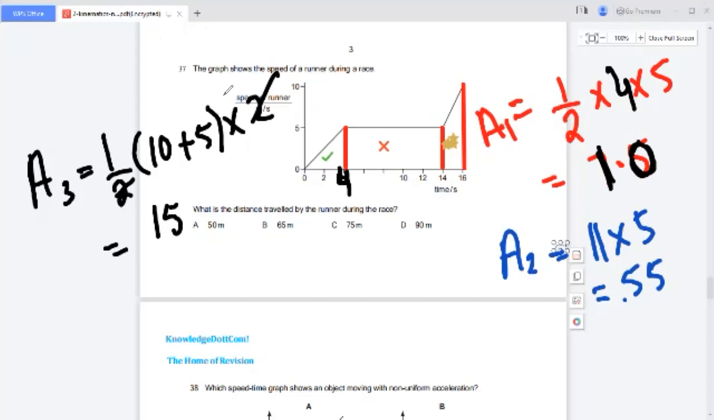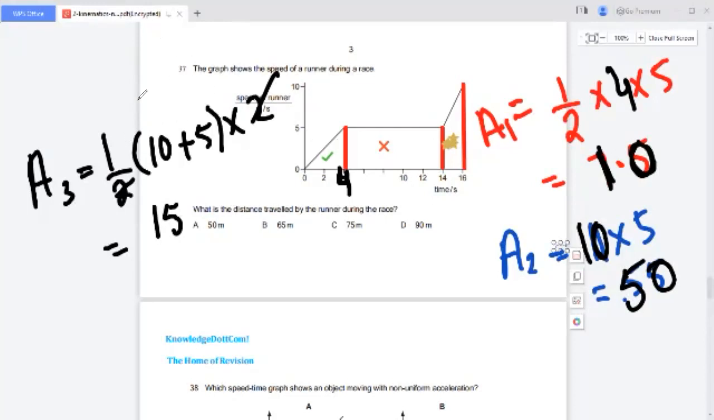It is 14, so it would not be 11, it would be 10. 10 times 5 is 50. So area of rectangle is 50. I think the rest of the things are correct.